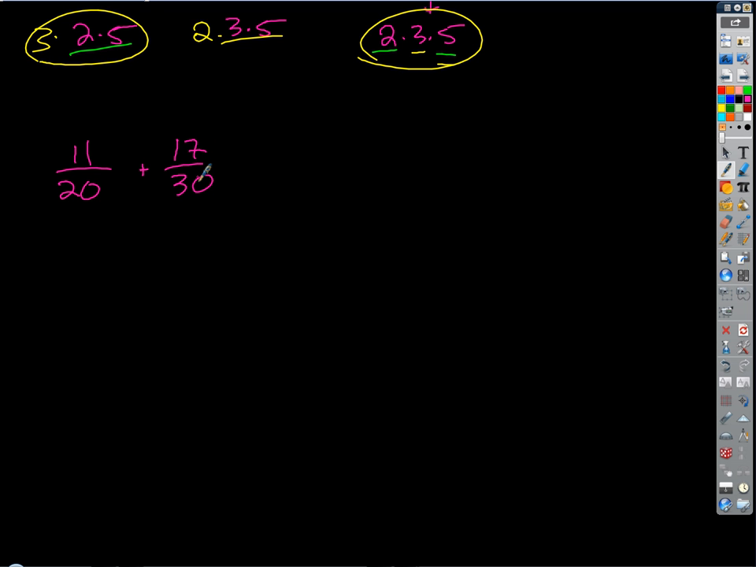Okay, to get a common denominator, right? What if I break the 20 down into its factors? What are the factors of 20? 5, 4, and then the 4 really becomes 2 times 2, so the prime factors would be 2 squared times 5.